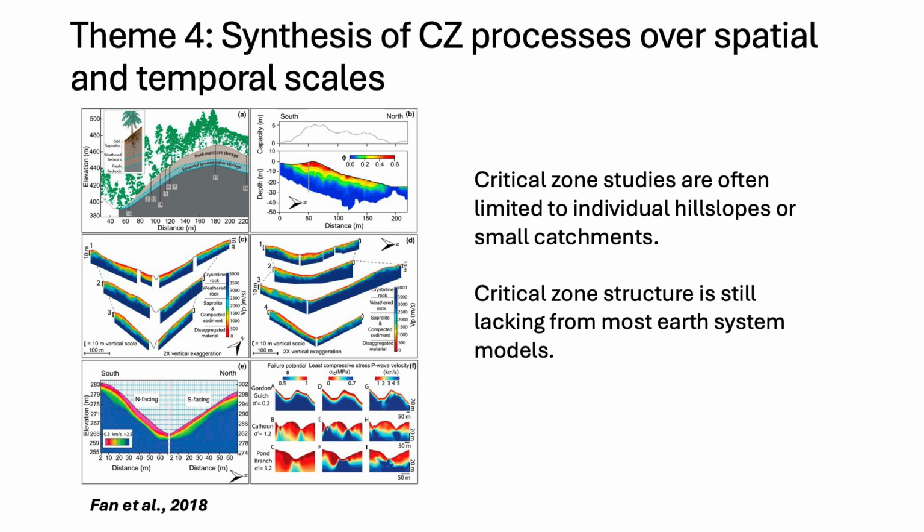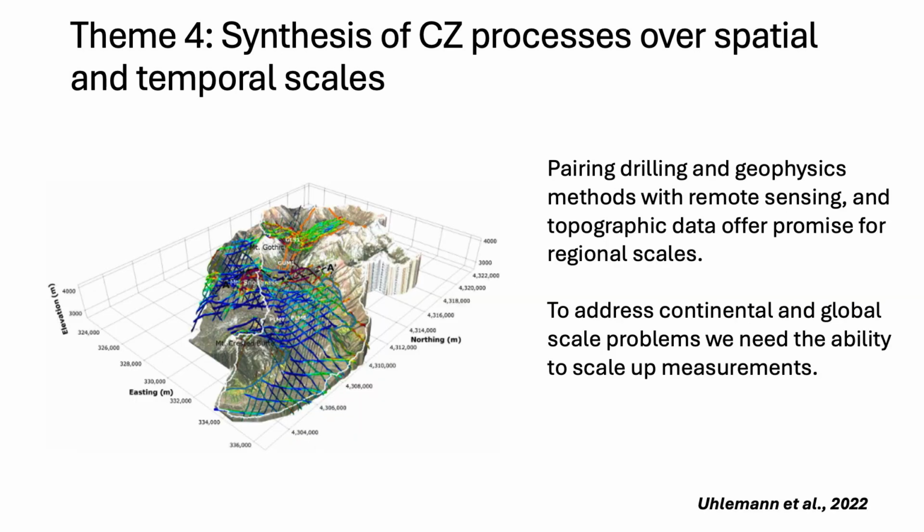There's been some recent work which has nicely showed that you can pair drilling and geophysical measurements with remote sensing and topographic data to kind of scale up estimates of critical zone structure across kind of regional to large watershed scales. This is an example from the DOE East River Science Focus Area in Colorado. But ultimately, to get at continental and global scale problems, we need the ability to scale up measurements and maybe also think about ways to use existing data sets from boreholes or geophysics to quantify critical zone structure across larger spatial scales.